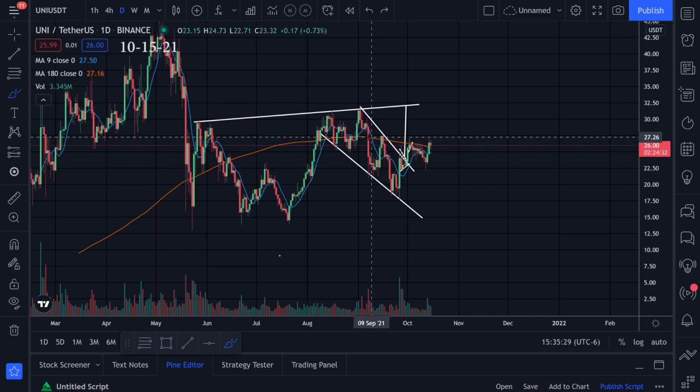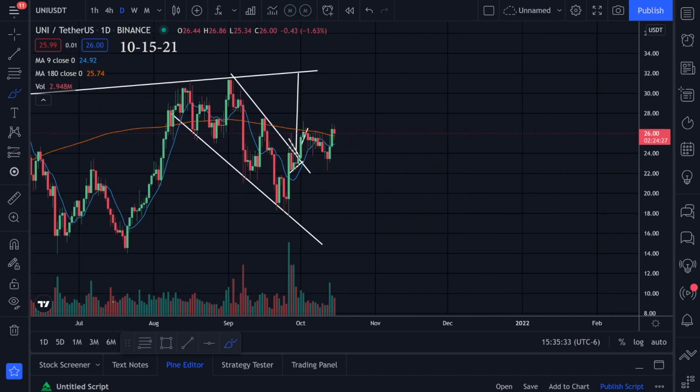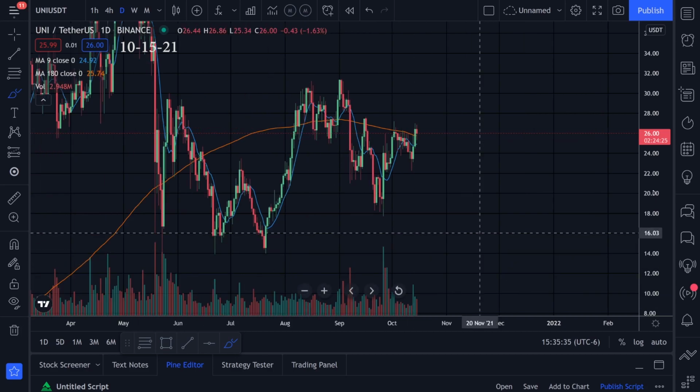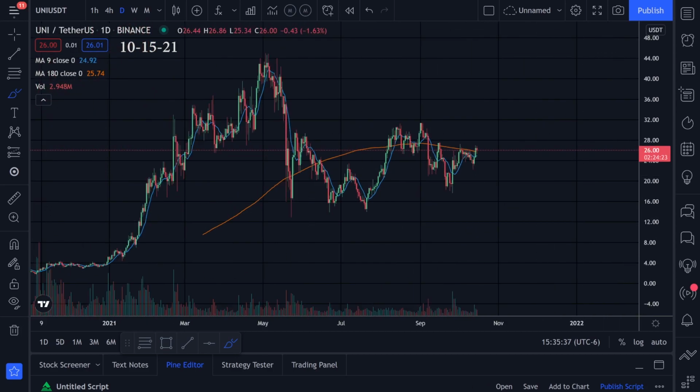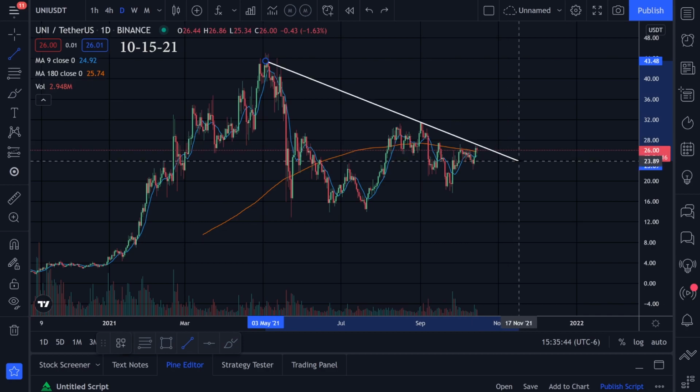But as you can see, we got a little bit of rejection right here at this 180 moving average on the daily time frame. Let's pretty much delete everything. We'll kind of start from scratch again. So what I'm looking at right now is we have resistance right here and we have resistance right here. Let's do a top trend line, maybe something like this.